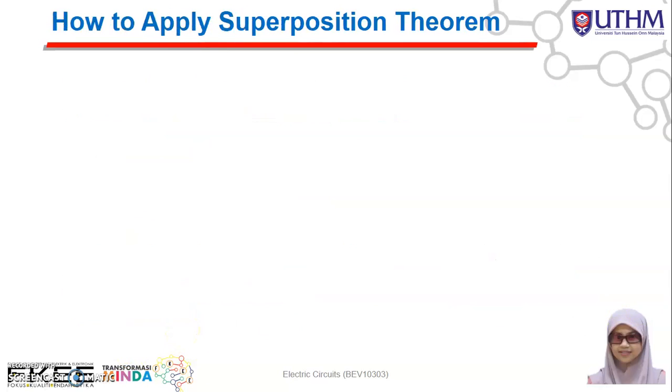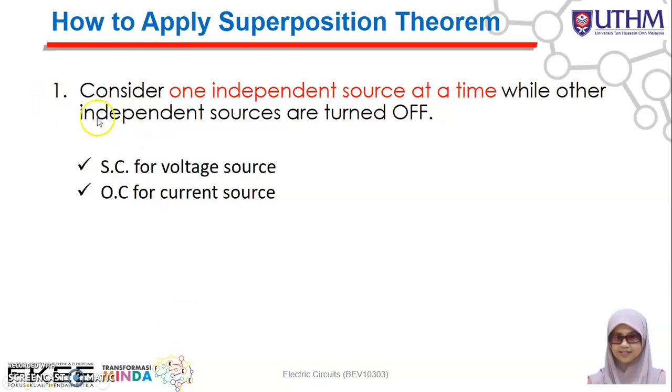So how do we apply the superposition theorem? The first thing we need to do is consider one independent source at a time while the other independent sources are turned off. What does it mean by turn off? If you have a voltage source, you treat it as a short circuit, because when V equals 0, we consider it a short circuit. If you have a current source, you turn it off so that I equals 0, and when I is 0, we consider it an open circuit.